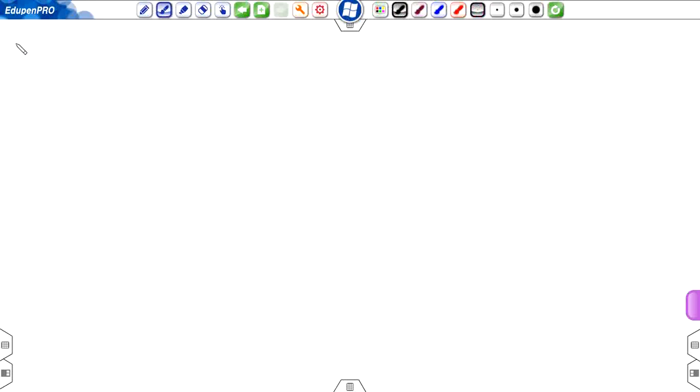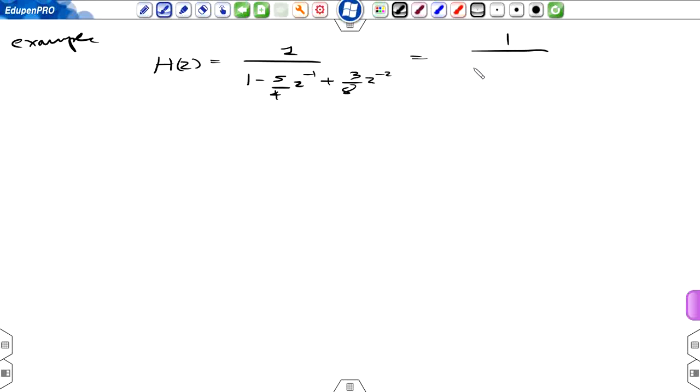So consider a filter represented by transfer function H(z) equal to 1 upon 1 minus 5 by 4 Z inverse plus 3 by 8 Z to the power minus 2. That can be also written as 1 minus 1 by 2 Z inverse multiplied by 1 minus 3 by 4 Z inverse. Okay, so this is an all pole filter having no zeros and poles at 1 by 2 and 3 by 4.